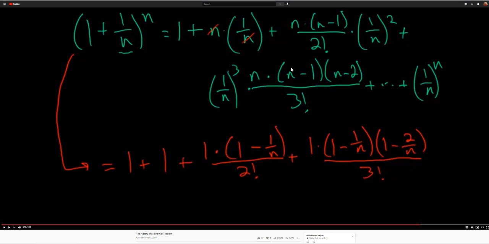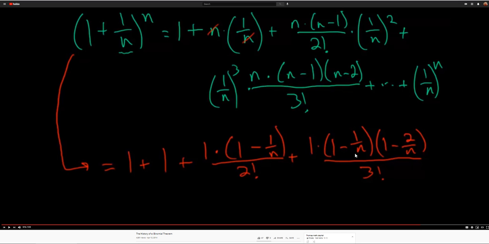But from here, you can see how it leads to some very nice cancellations. If we look at the red, which is the result of this, mostly all of our n's are gone. They've all canceled out in one way or another. The only thing we're left with are these 1 over n's right here and right here and right here.